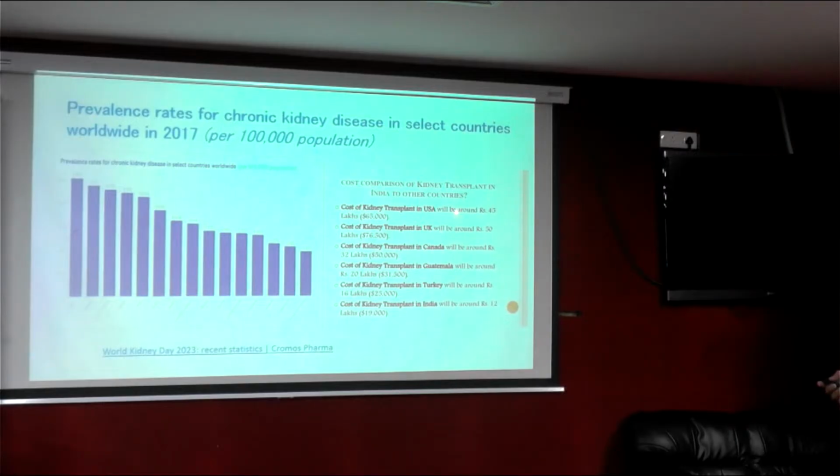So if you go to the price comparison or cost comparison of kidney transplant in India and other countries, kidney transplant in the US costs about 45 lakhs, equivalent to Indian rupees. Kidney transplant in the UK costs around 50 lakhs. In Canada it is 32 lakhs, whereas kidney transplant in India is the lowest among all the countries, that is 12 lakhs. These are all data I have taken from Google, some papers and our own paper.